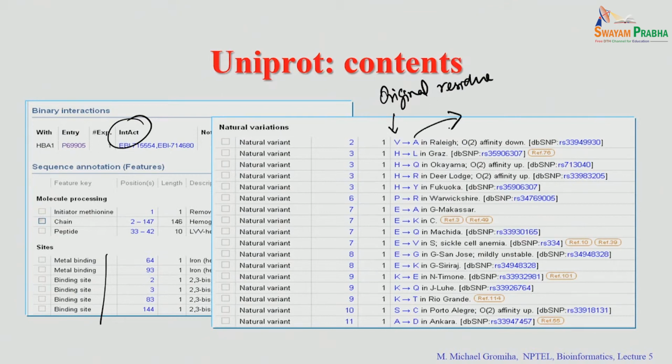This is the residue which is replaced. For example, if valine is replaced by alanine, what is the major disease that will happen? Here they give all the mutations and which types of diseases, and they give the references, so you can have all the information. Essentially, UniProt is the unique resource which contains all the information regarding any particular protein.